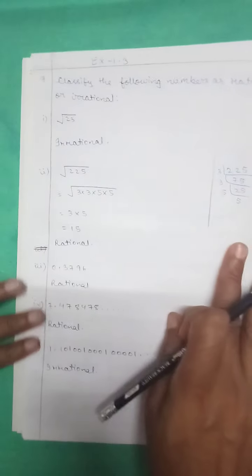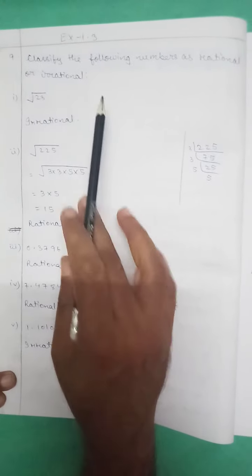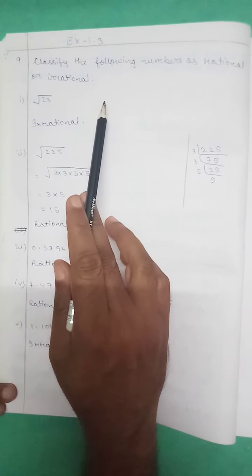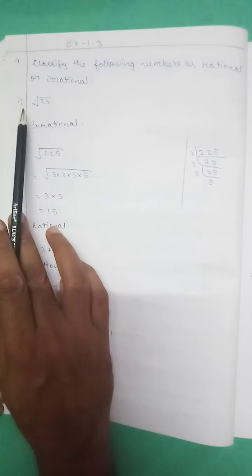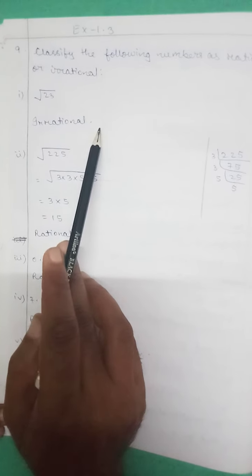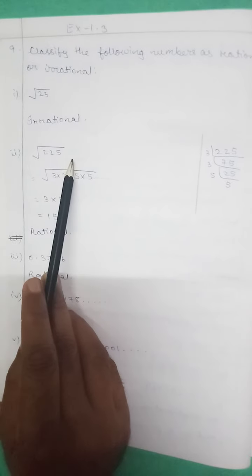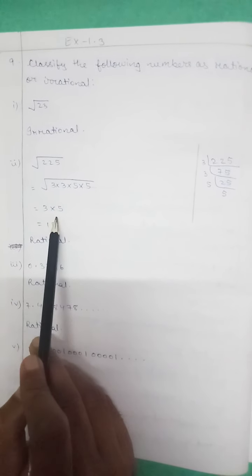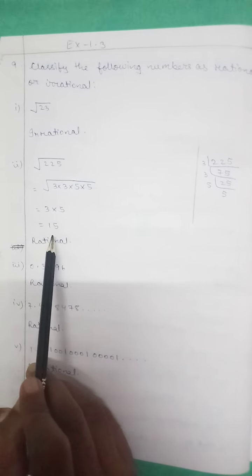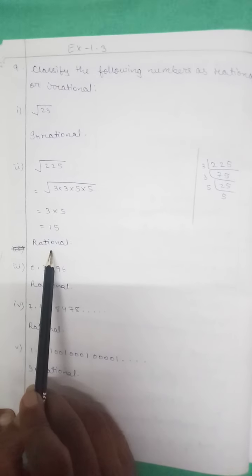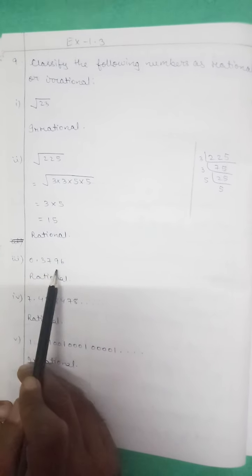One more question for today. Exercise 1.3, question number 9. Classify the following numbers as rational or irrational. First one, root 23. The root is not going, so purely it is an irrational number. Second one, root 225. Find the factors. Under the root, two same numbers mean one number outside. You are getting 15, without the root. So it becomes rational. This is your terminating decimal.